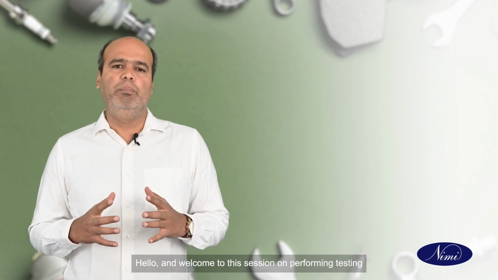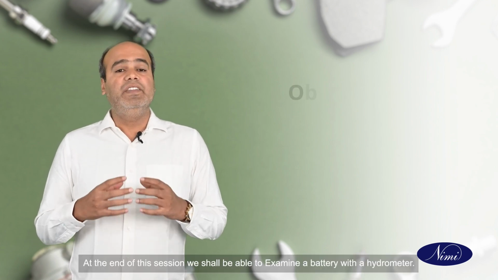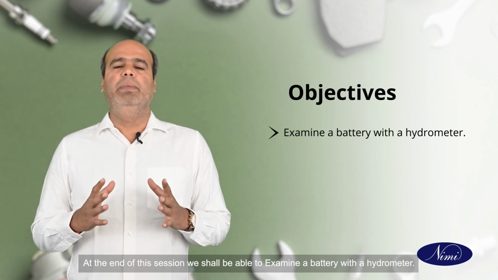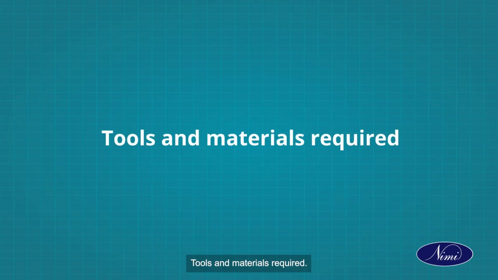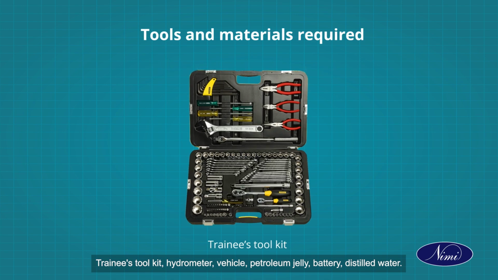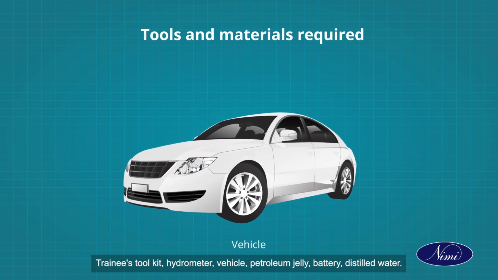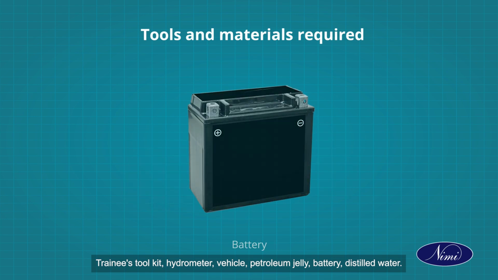This session on performing testing battery with hydrometer. At the end of this session, we shall be able to examine a battery with a hydrometer. Tools and materials required: trainee's toolkit, hydrometer, vehicle, petroleum jelly, battery, distilled water.